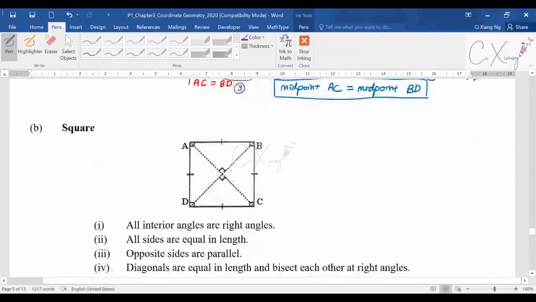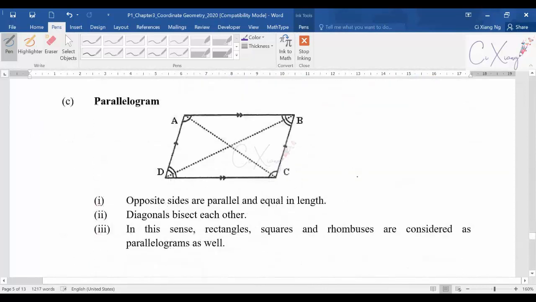Then if you continue further, square is more or less the same. So you can have a look yourself here. And then maybe parallelogram. Again, the same thing here. Parallelogram opposite sides are parallel and equal in length. So parallel means the gradient. Length means the formula of distance. And then diagonals bisect each other. So again, this one talks about midpoint. If they want you to answer any question related to this one, then you first apply the diagonals bisect each other property, then followed by gradient, followed by distance.